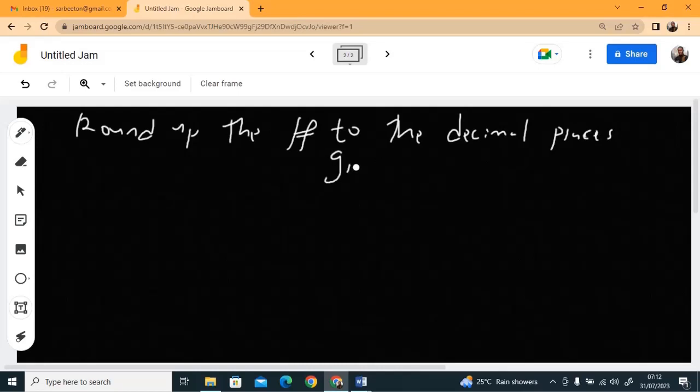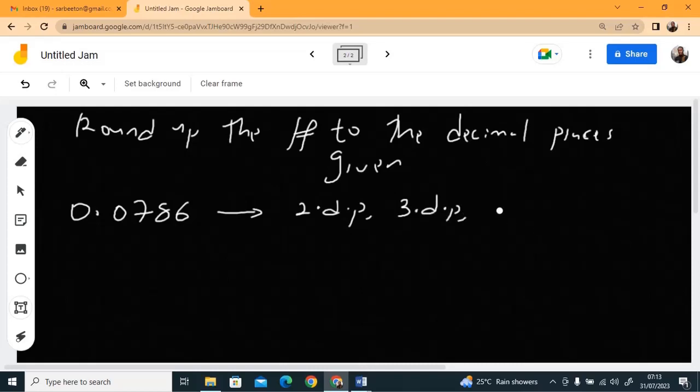Now let's assume you are given something like this. This is the number you are given. Let's assume you are rounding off 0.0786. You're rounding it off to, let's say, they said 2 decimal places, 3 decimal places, and 1 decimal place. So how do you round this up now? So 2 decimal places means after the decimal point, I want to see only 2 numbers. That is what it means.